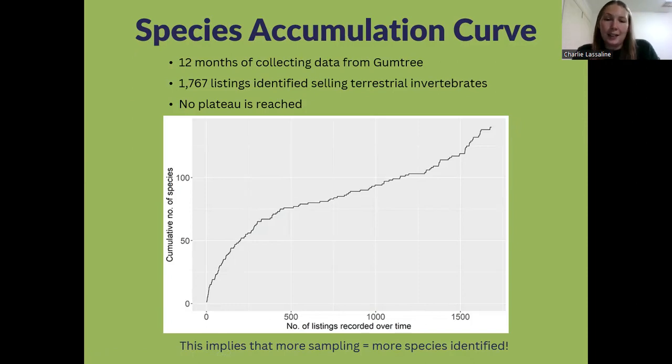And this implies to me that if more sampling was done, if I collected more data, and if I had more listings, I would just continue to identify more and more species. And this is where I began to realize that looking at the terrestrial invertebrate trade in Australia was a lot more than just a small honours project.